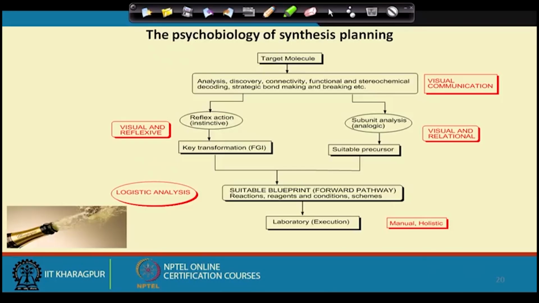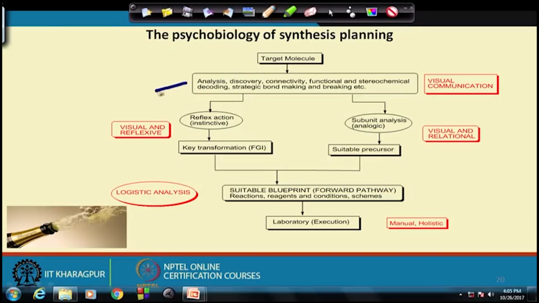You see the molecule, analyze it closely first, then you see the connectivity, functional groups, stereochemical contents, all these points will come. Then you choose what strategic bond making is needed. So, that is why it is called visual communication. It is a very important point.